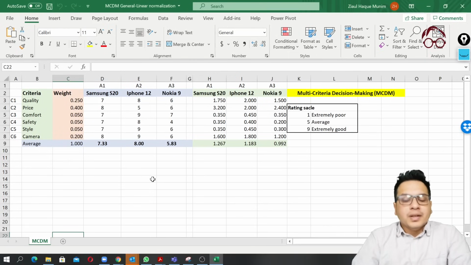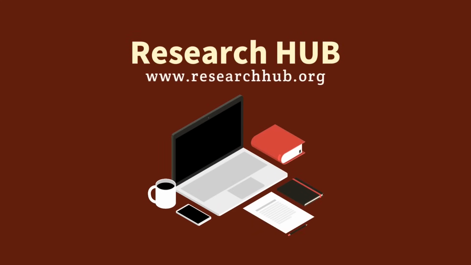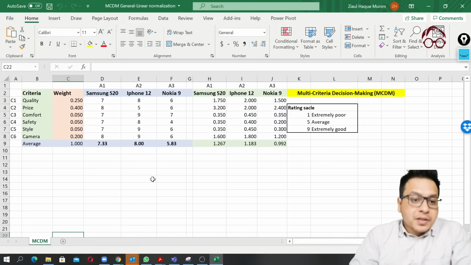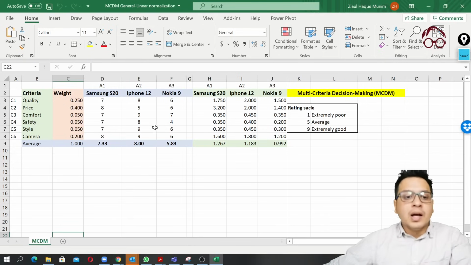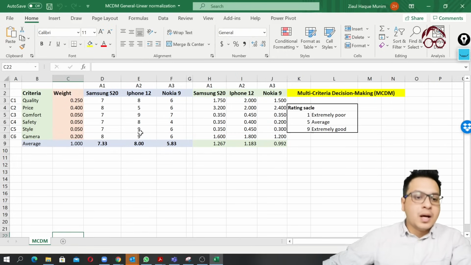Hello everyone. In this lecture, we are going to learn about normalization of data in a multi-criteria decision-making problem. In the first lecture on multi-criteria decision-making, we were solving this problem where we had about 6 criteria and 3 alternatives, and we were trying to choose one phone based on these 6 criteria, right?